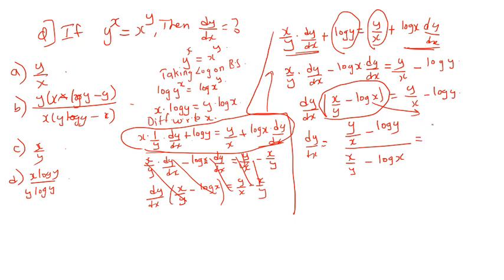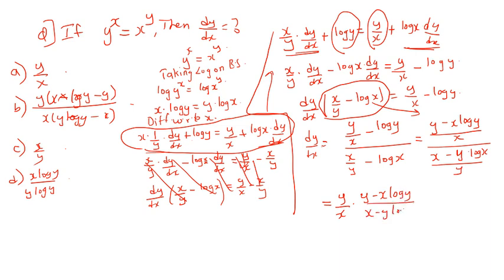So next, y minus x log y divided by x, into x minus y log x divided by y. So the final answer will be y by x into y minus x log y divided by x minus y log x. Okay, this is your answer. So option B is the right answer. This is how you are going to solve this.